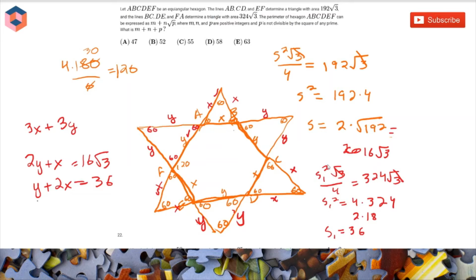Now we could solve for the values of x and y here. But notice, if we add up both of these, we get that 3y plus 3x is equal to the sum, and that's exactly what we're trying to find. So this gives us 16 square root 3 plus 36. Adding all of this up, we get 36 plus 16, which gives us 52, plus 3, which gives us 55. So it doesn't even matter what order it's in, and our original assumption that x and y were the two side lengths of the hexagon is correct.